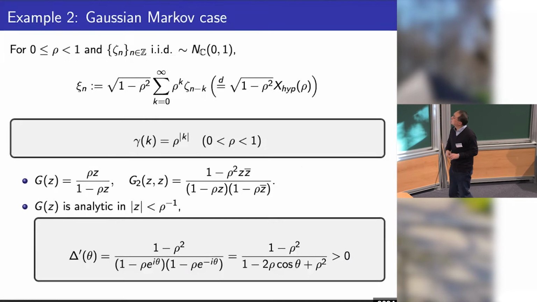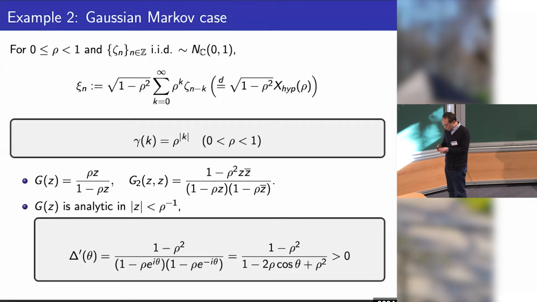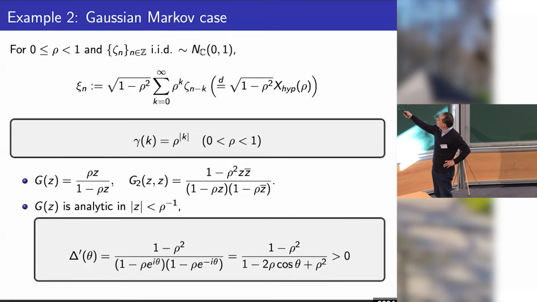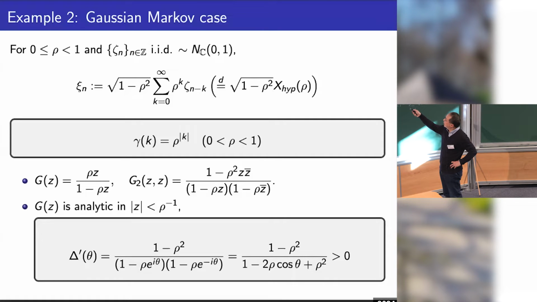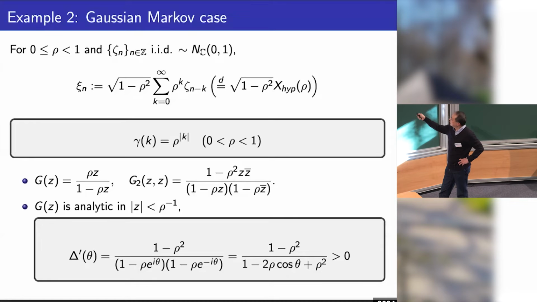Okay, the next example is the so-called Gaussian Markov case. In other words, this is the discrete Ornstein-Uhlenbeck process, and gamma n is something like this. It looks complicated, but it comes from the convolution of i.i.d. and some sequence. Then the covariance kernel is this kind of exponential. In this case, g of z is something like this, and the kernel is something like this. Then the spectral density is equal to the Poisson kernel. But anyway, the important thing is that this is strictly positive.